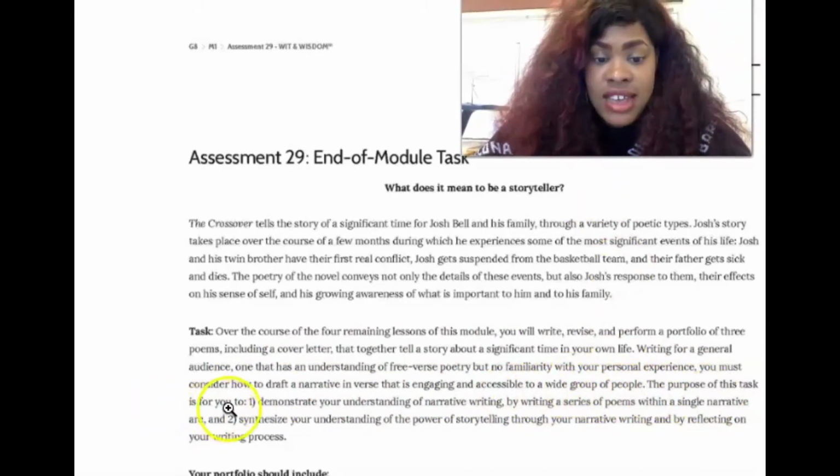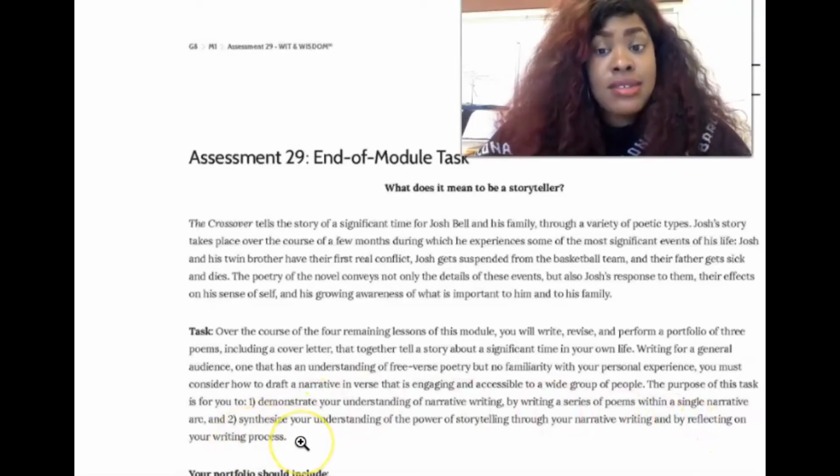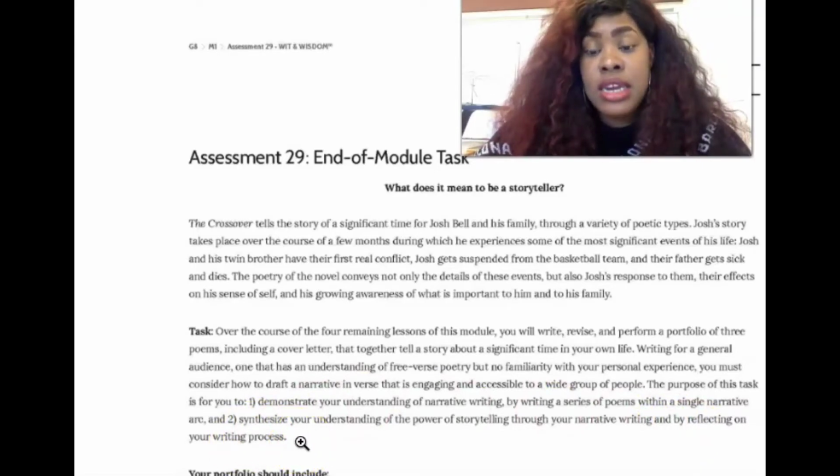The purpose of this task is for you to, 1, demonstrate your understanding of narrative writing by writing a series of poems within a single narrative arc, and 2, synthesize your understanding of the power of storytelling through your narrative writing and by reflecting on your writing process. So basically, we are going to be writing narrative poems to create an arc about a personal experience in our lives, and we're going to be trying to be good storytellers.